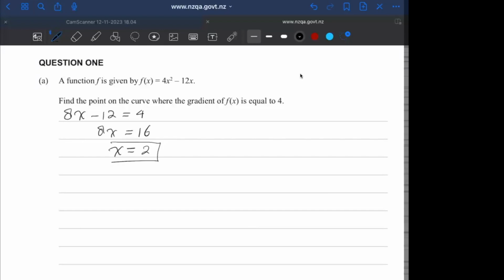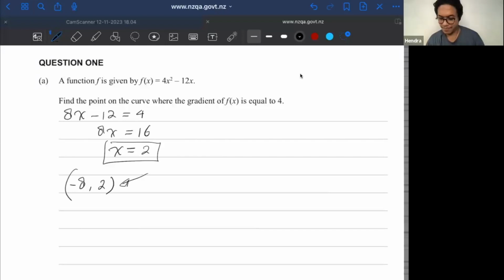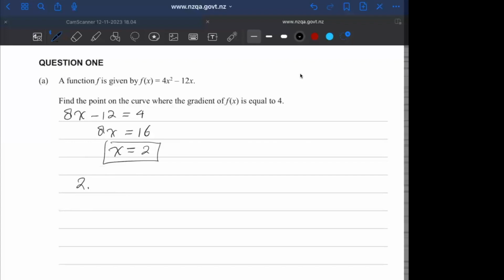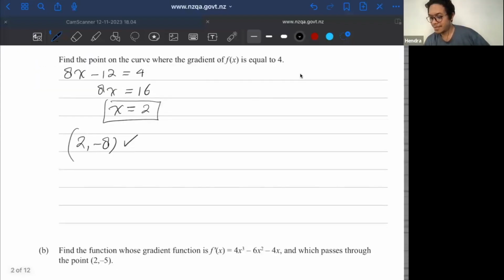Put it in the original one, and it becomes 2 squared, 4 times 4 is 16, minus 12 times 2, so it becomes 24, and then it's negative 8. So y is negative 8, so the coordinates are (2, negative 8). True, my bad. So (2, negative 8). Cool. Easy.